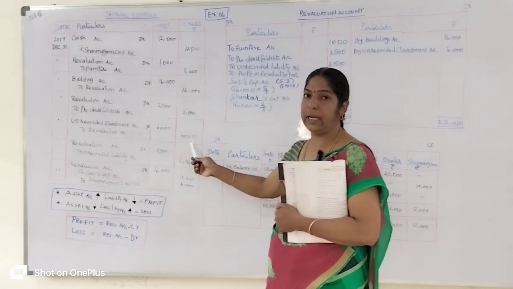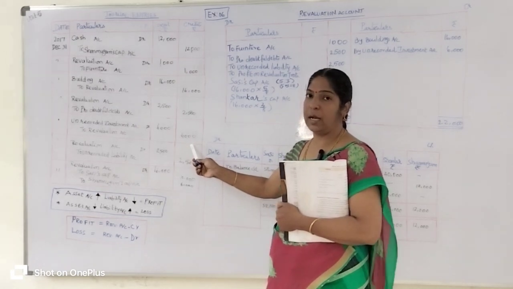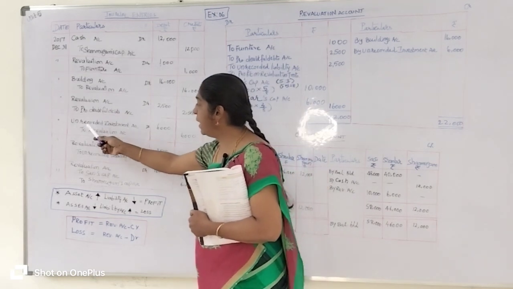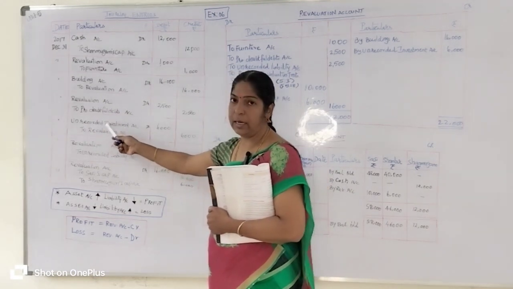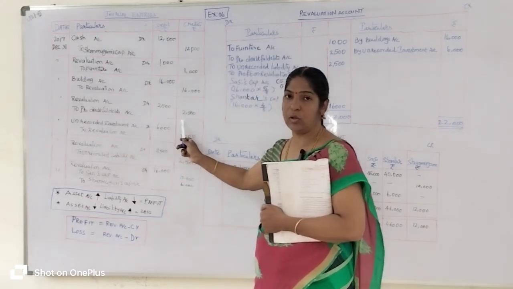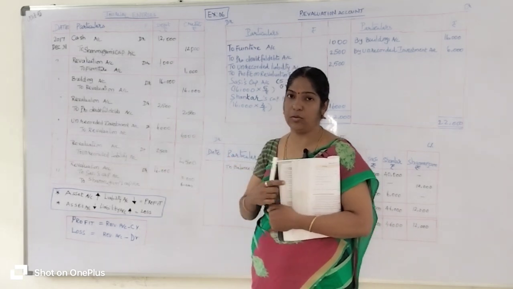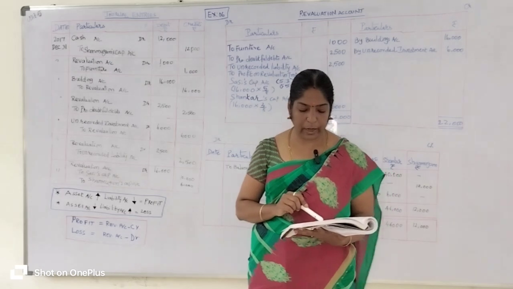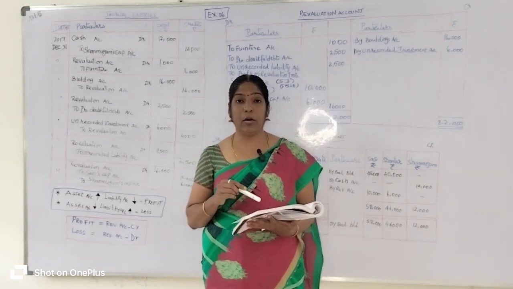Which account is to be debited? Respective asset account is to be debited. Which account is the respective account? Unrecorded investment. So unrecorded investment account debit 6,000 rupees to revaluation account 6,000 rupees entered. Then unrecorded liability 2,500 rupees has to be recorded now.